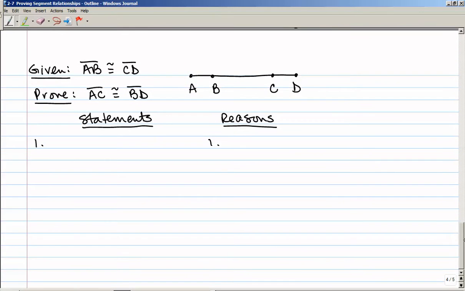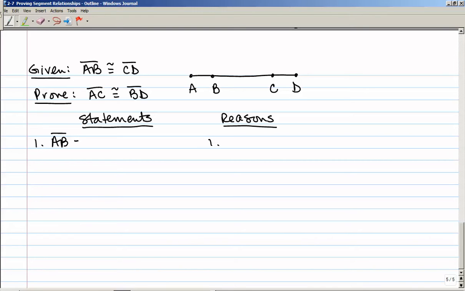Let's try one more. This is kind of like the first one we did, but it's a little bit different. In this case, we're saying AB is congruent to CD, so the little segments on the end are congruent to each other, and I have to prove that AC is congruent to BD. This is kind of backwards of the first one that we did. We started with the longer segments. We were given that the longer segments were congruent, and we had to prove the smaller ones were congruent to each other, and now we're doing it in reverse. So it's a little bit different, but it should be fun.